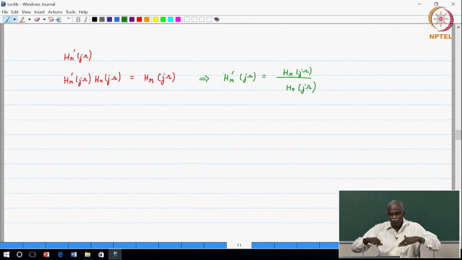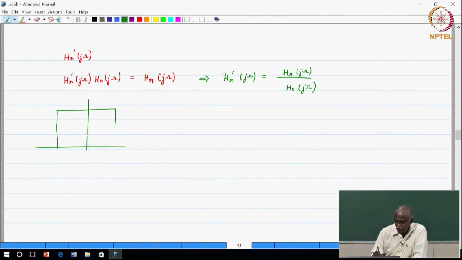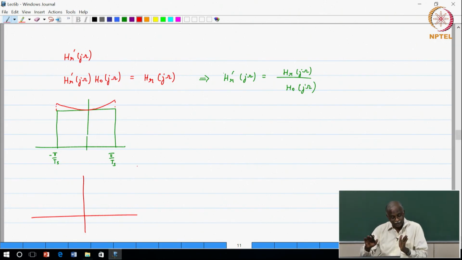That means I must compensate for whatever distortion the staircase approximation is going to do. So, basically the ideal reconstruction filter would be of the following form: minus pi over Ts to pi over Ts. Now, the staircase approximation caused a droop in my signal. So, this compensated filter will now have a response that compensates for the droop, okay. And of course, that is a magnitude compensation, and the phase response of the ideal reconstruction filter is a 0 phase filter.